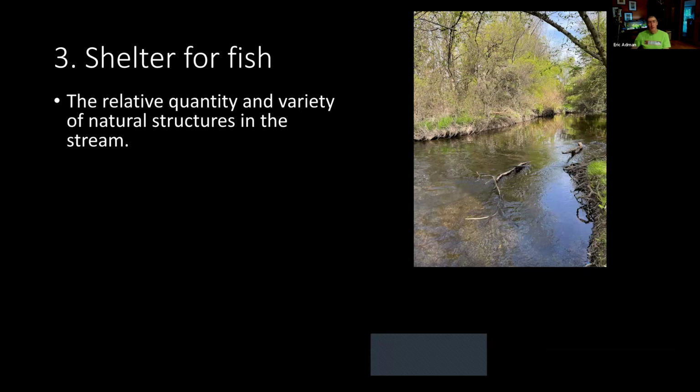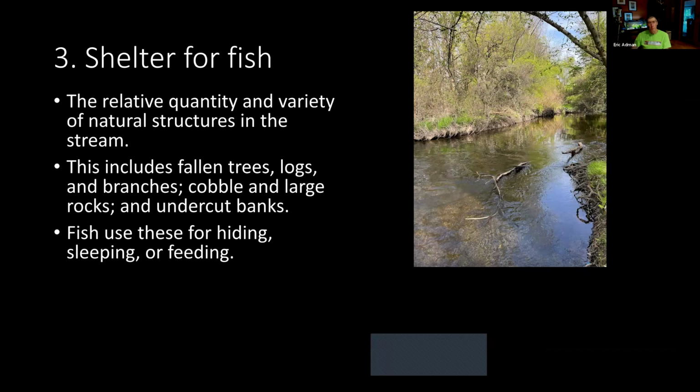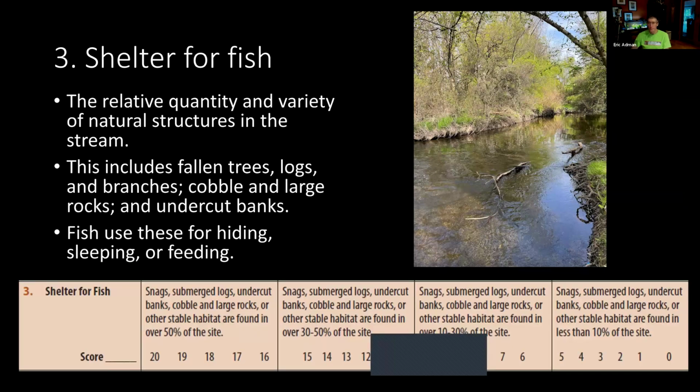Okay, then you're going to look at natural structures. This category is called shelter for fish. So we're looking for trees, logs, branches, undercut banks, pools. Although I think we actually have a separate category for pools specifically.